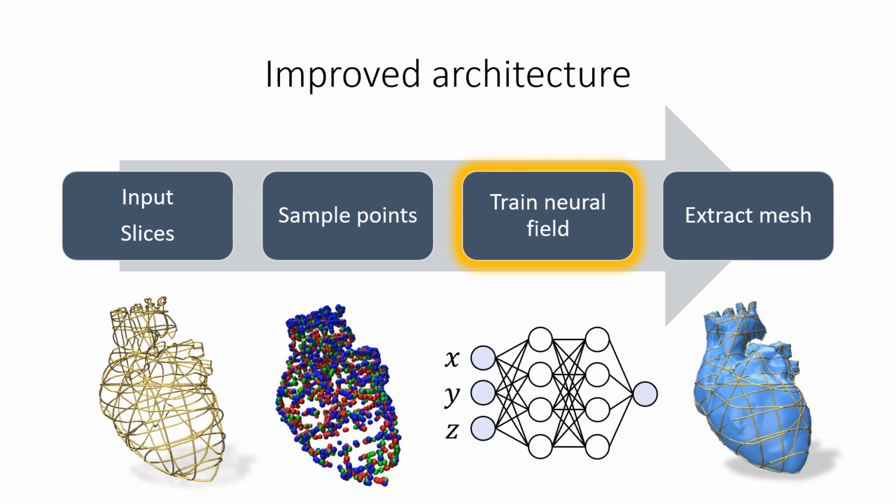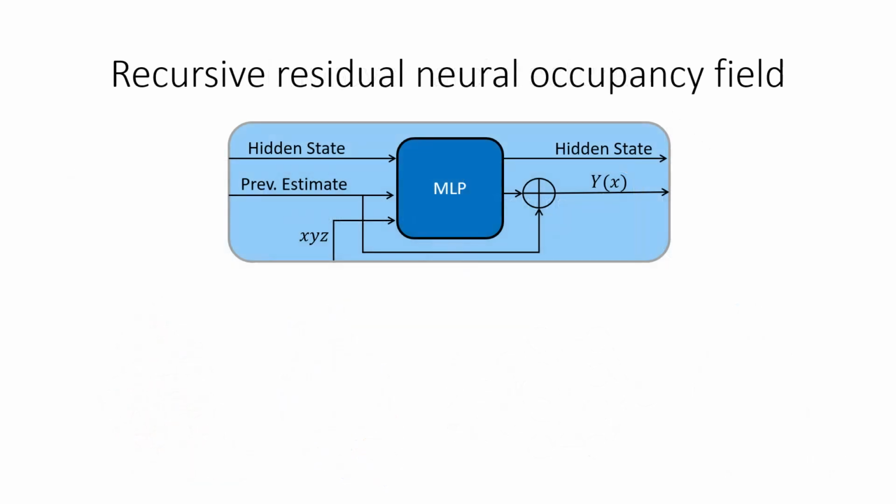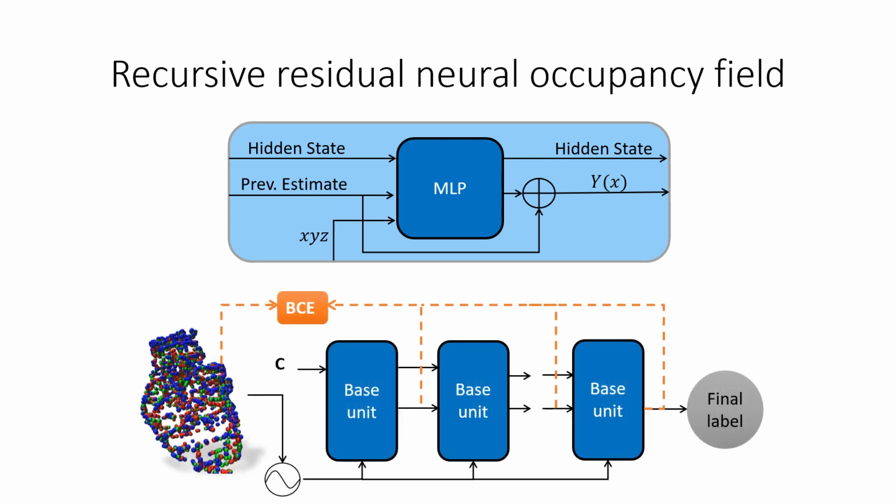Our next improvement is to the network's architecture. Our base unit maps 3D coordinates to occupancy levels using a residual network. We use the base unit recursively to gradually refine a guess and output the final occupancy level. This allows the network to perform smaller scale corrections and learn finer details.